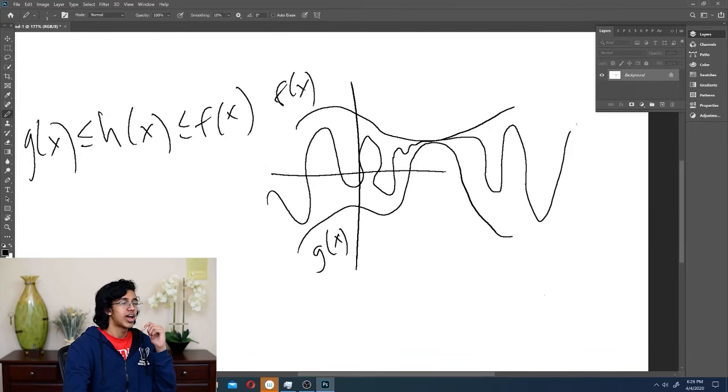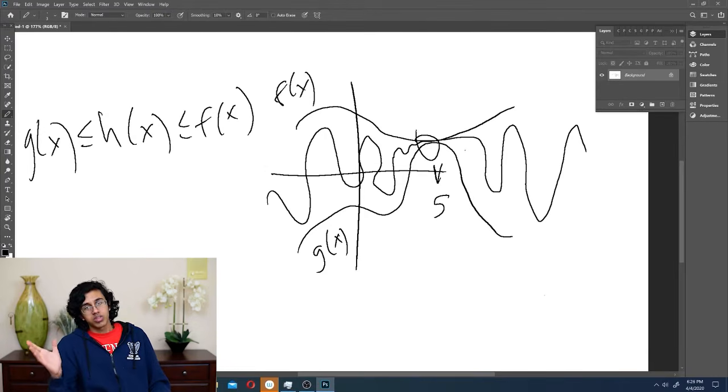So we don't know anything about where it has to be out here, but over here, let's say this is x is equal to 5, we know that the limit as this function approaches x is equal to 5 is literally equal to whatever this y coordinate over here is. There's no other option. So basically, that's what the squeeze theorem says.